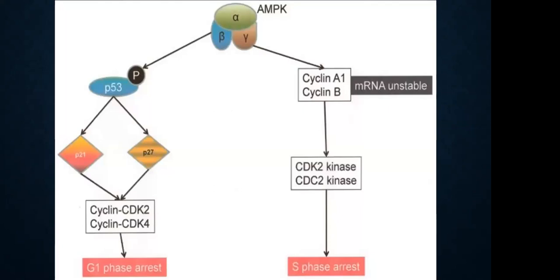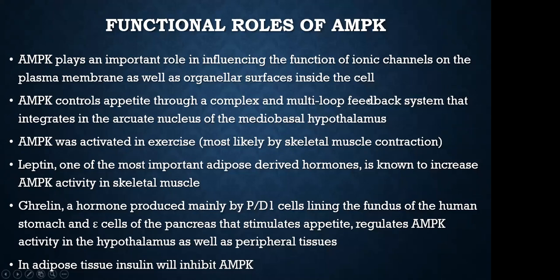So here's just a graph to see that again. We have the different pathways. You have it working on the p53, and also on cyclin A1 and cyclin B. The p53 works on the G1 phase arrest, and the cyclin A1 and cyclin B work more on the S phase arrest through mRNA instability.